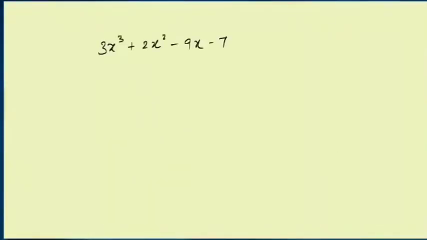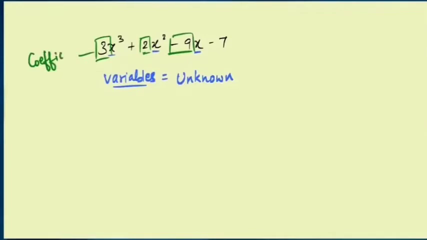See one example, 3x cube plus 2x square minus 9x plus 7. Here x is the variable. Variable means unknown value, because we don't know the value of x. It will vary in different algebraic expressions. So x is the variable, and 3 is a constant value, 2 is a constant value, and these are known as the coefficients. What is the coefficient of x cube? That is 3. What is the coefficient of x square? That is 2. Coefficient of x is minus 9.